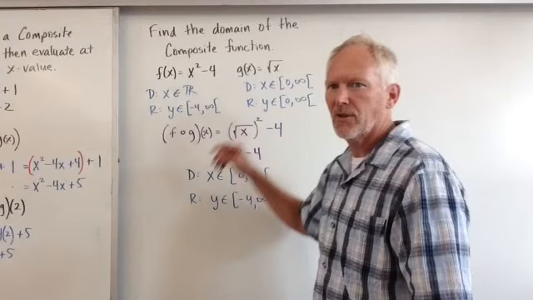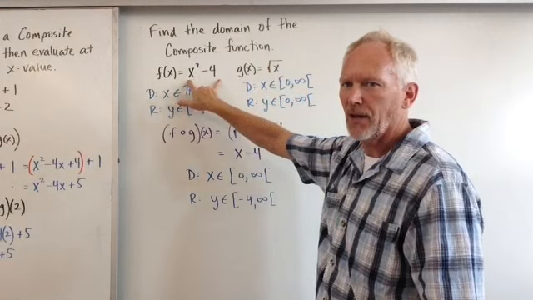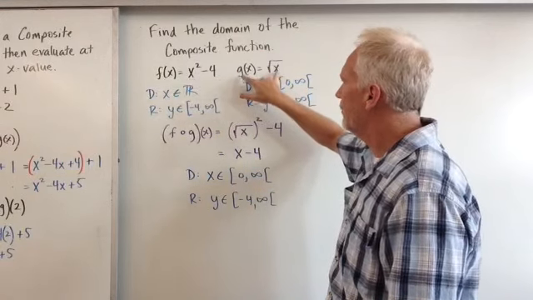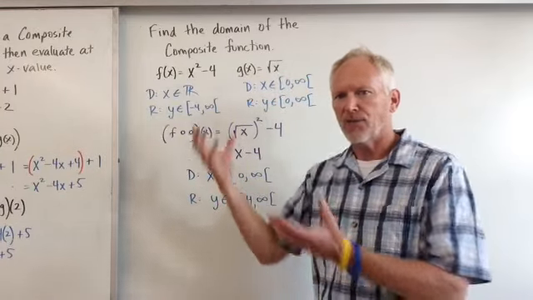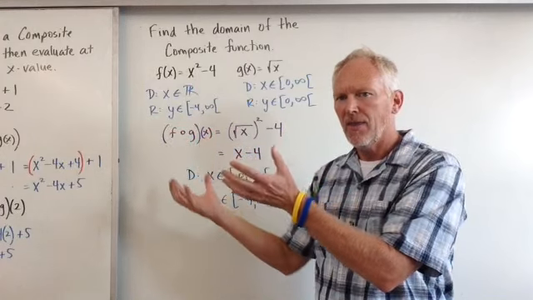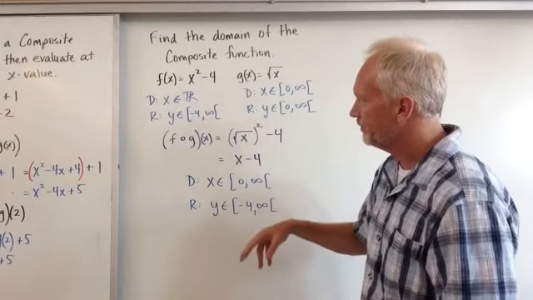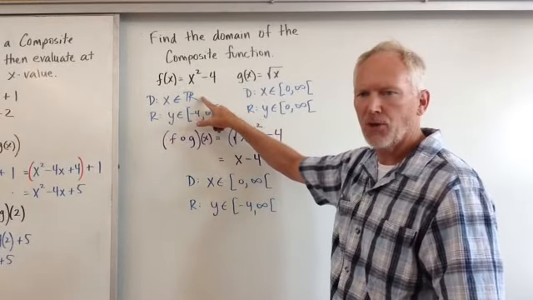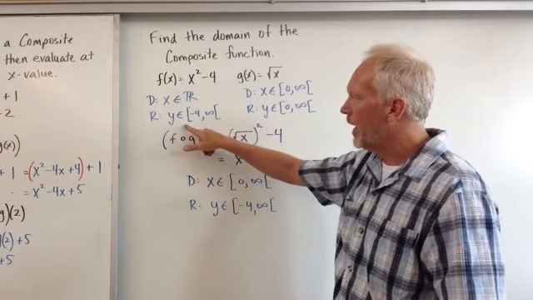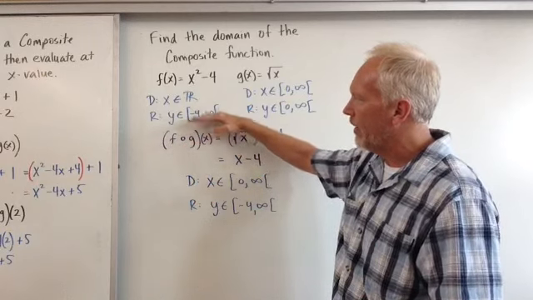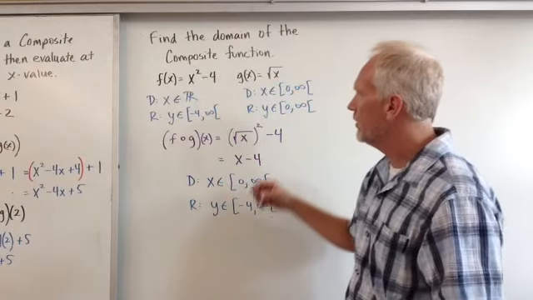Now, last one says, find the domain of the composite function. We've got f of x is x squared minus 4, and we also have g of x is the square root of x. What you want to do first is find the domain for each one, and then see how they're restricted and how we can write the domain for the final function. For x squared minus 4, the domain is simply x is an element of all real numbers. The range, however, goes from negative 4 to infinity. It's a quadratic function that's been moved down 4 units.